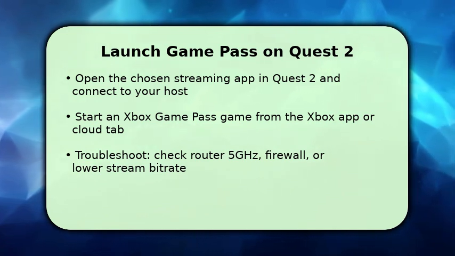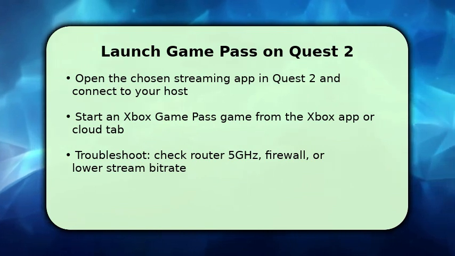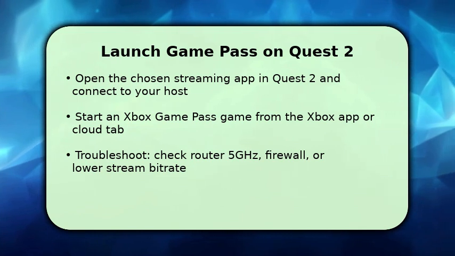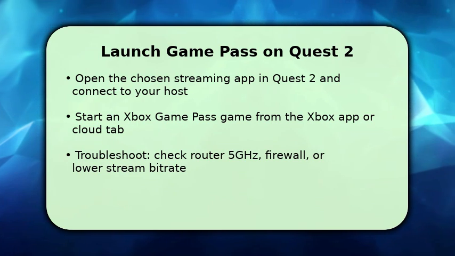If latency or disconnects happen, first check your router 5 GHz connection and move closer. Then reduce stream bitrate or temporarily disable firewall rules. These simple changes usually resolve common streaming issues.